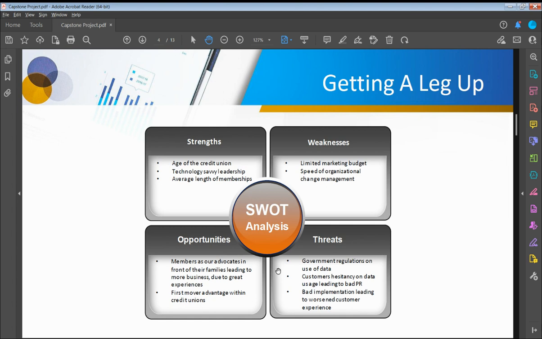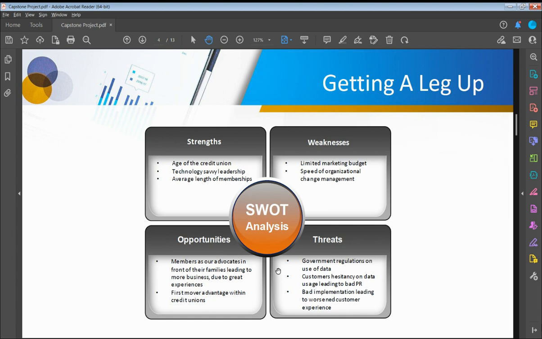Additionally, the leadership has been quite technology savvy, and that's helpful in implementing new technologies as well. We also have some weaknesses too, as we mentioned: a limited marketing budget, and any kind of change within the organization also needs to be accepted by all the business units.